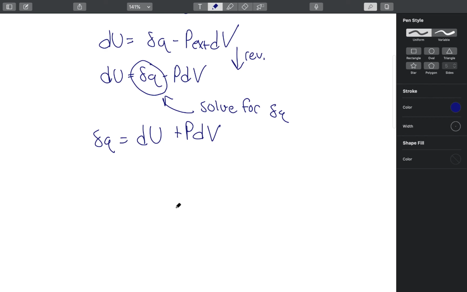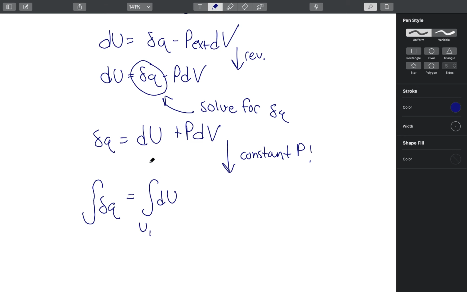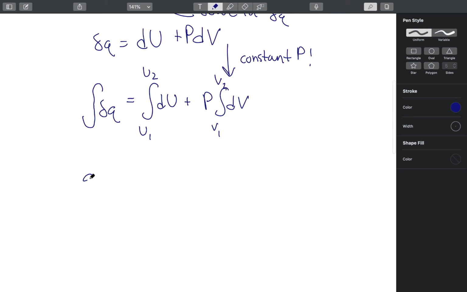Then what we're going to do is integrate, and we're going to assume that it's under constant P, because that's what most chemical reactions are under, constant pressure. So dq is equal to the integrated dU, where we put our upper and lower bounds, plus P dV. And when we do this, we get Q is equal to delta U plus P delta V.